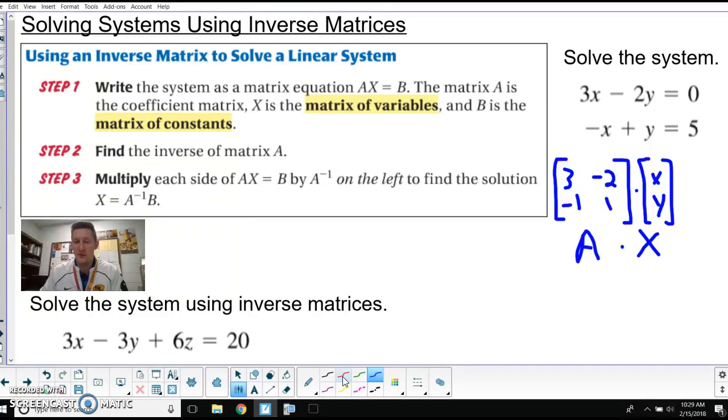Now, if you think about matrix multiplication, hopefully this makes sense because I have to have the number of columns in one equal to the number of rows in the next one. So the inner dimensions got to be the same. So 2 by 2 times 2 by 1 is going to work out.